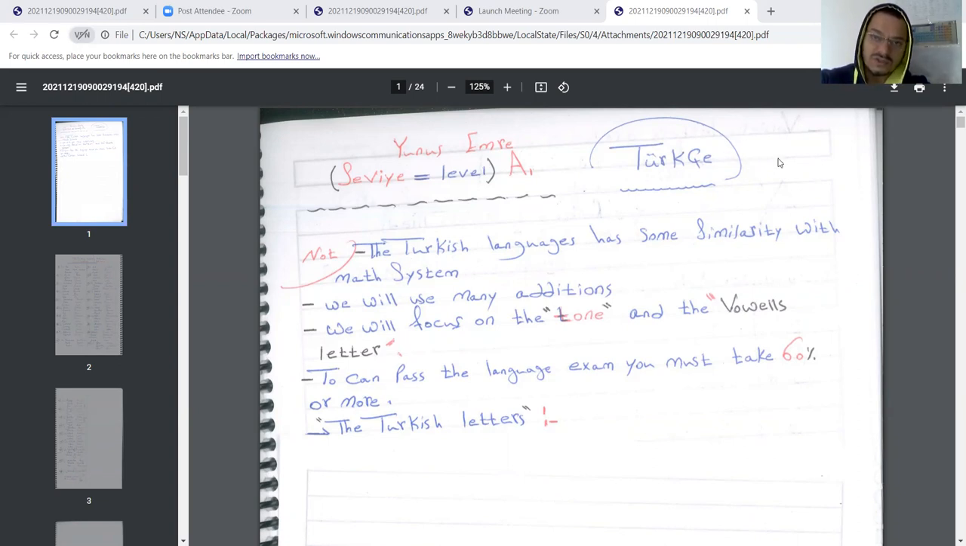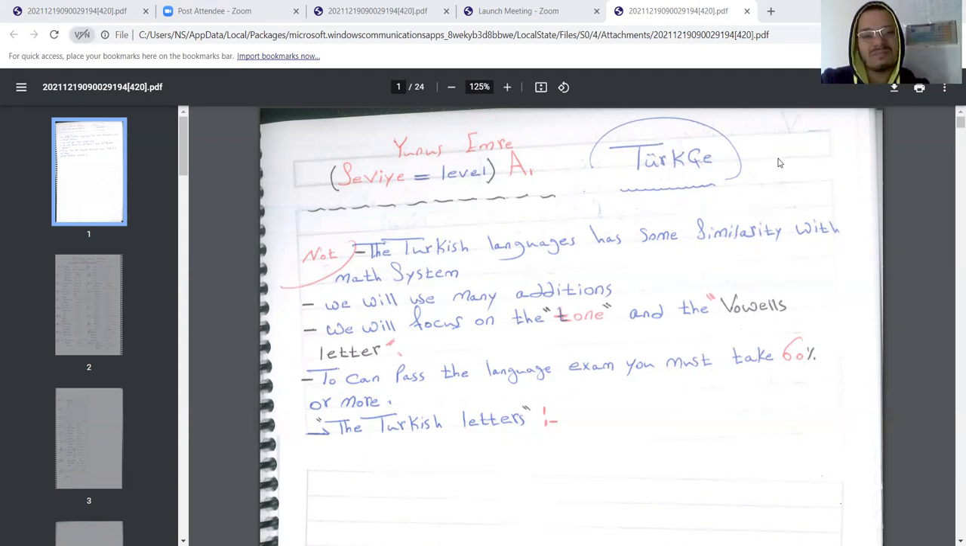At first, we must know that any student who came here to watch this video to learn this language must have a simple knowledge about this language. Any native speaker, or any student who can speak English very well, will find it easier than other students because between Turkish and English there is some similarity. Now let's go directly to the notes.